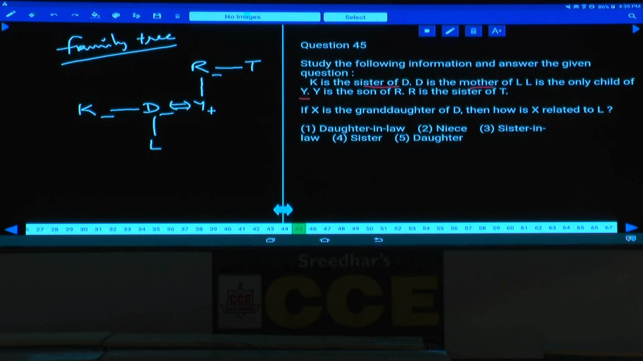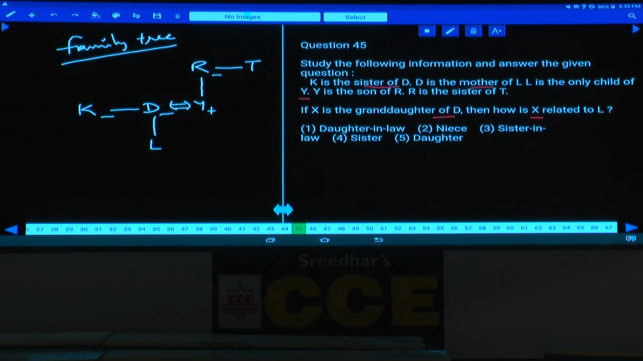Then question number 45. X is the granddaughter of D. Then how is X related to L? Tell me what your answer is here. X is the granddaughter of D means, now L is the only child of Y. As L is the only child of Y, what is your answer here? L is the only child of whom? L is the only child of Y.